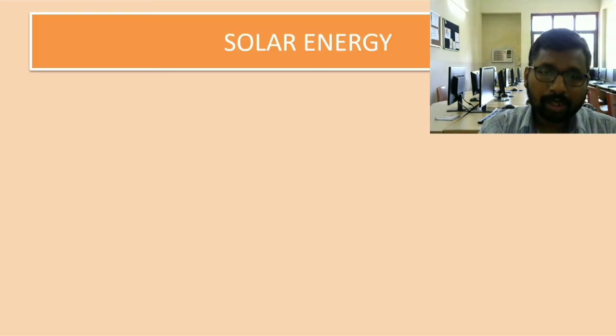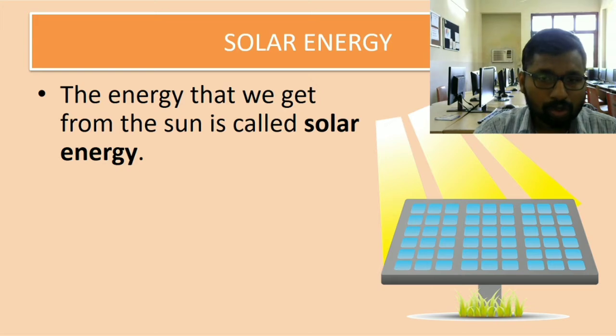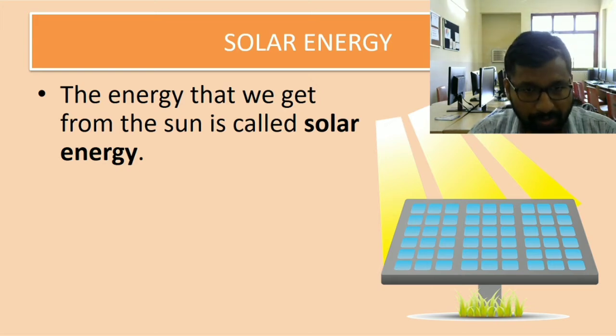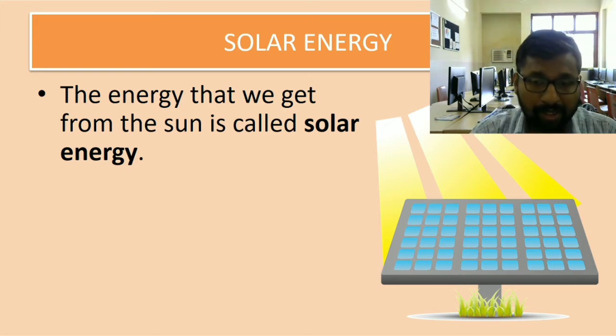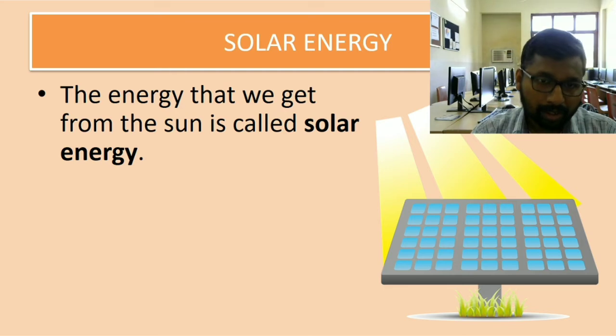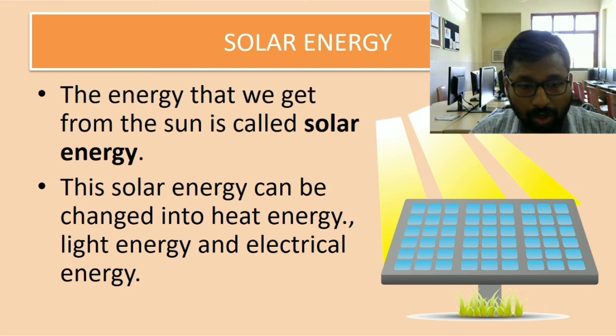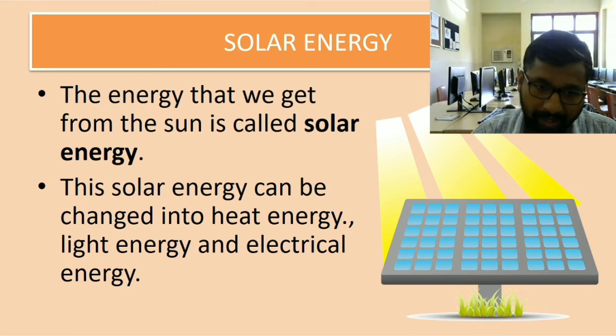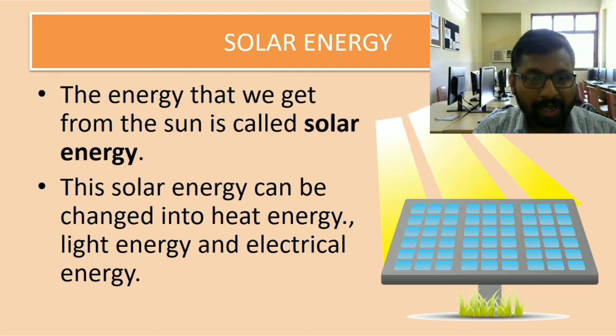Let us learn about solar energy. Solar panels, you have all seen some kind of panels. Even nowadays, the street lights that we have are made out of solar panels. Solar panels harness the solar energy and convert it into light energy. The energy that we get from the sun is called solar energy. This solar energy can be changed into heat energy, light energy, or even electrical energy. So you can use one form of energy and convert it into another form of energy.